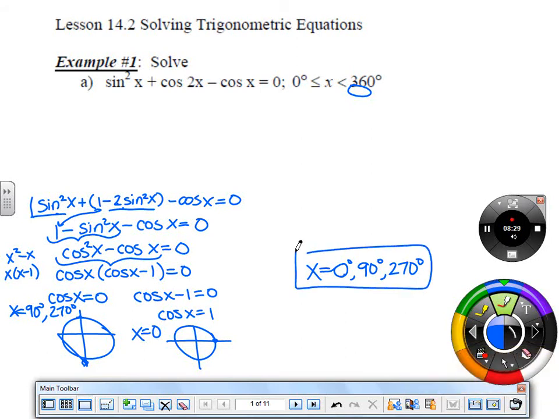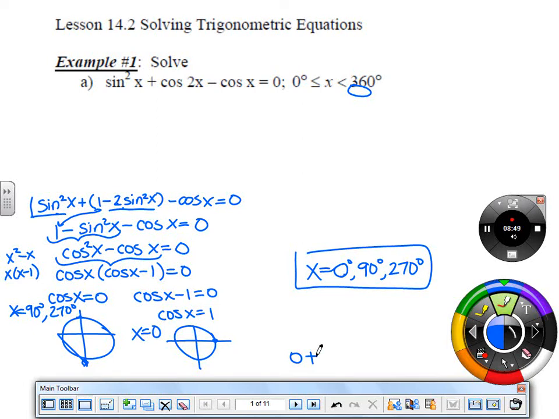If I wanted to check my answer, I could go back and literally take 0 degrees and plug it into that very first equation and watch what happens. So when I plug it in right here, what's the sine of 0? 0, and that squared would still be 0. So I have a 0. I'm just going to keep track right here for a minute.